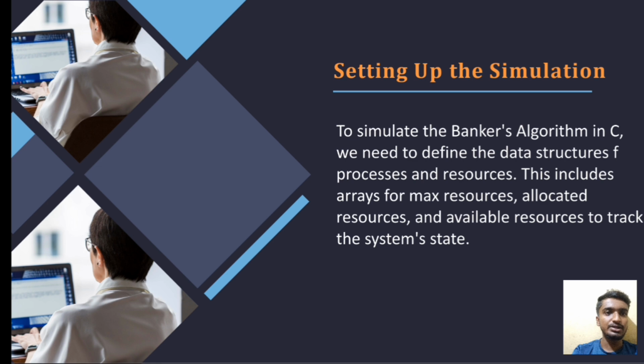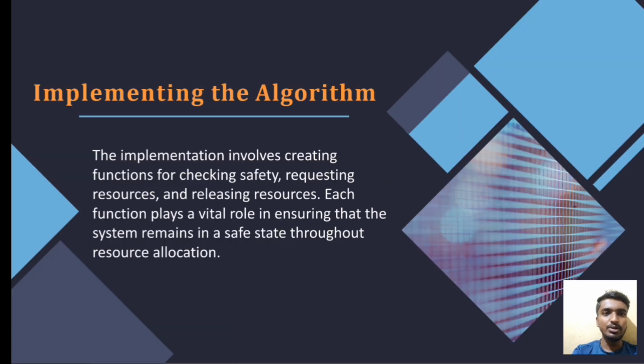Setting up the simulation. To simulate the banker's algorithm in C, we need to define the data structures for processes and resources. This includes arrays for maximum resources, allocated resources, and available resources to track the system state. Implementing the algorithm involves creating functions for checking safety, requesting resources, and releasing resources. Each function plays a vital role in ensuring that the system remains in a safe state throughout resource allocation.